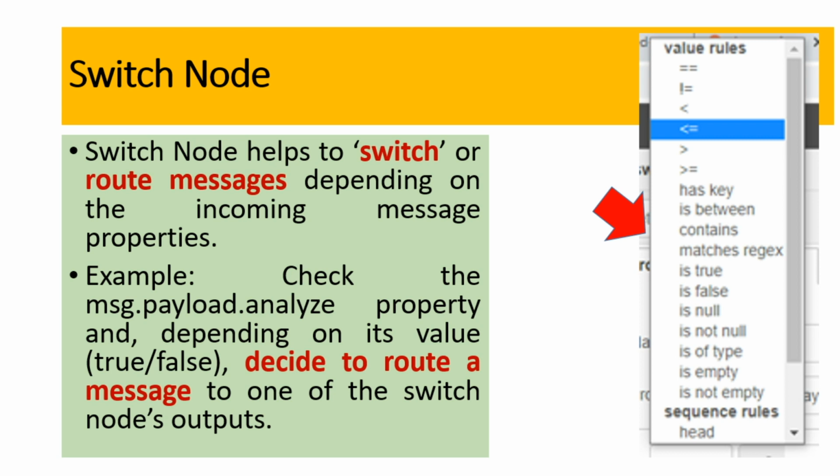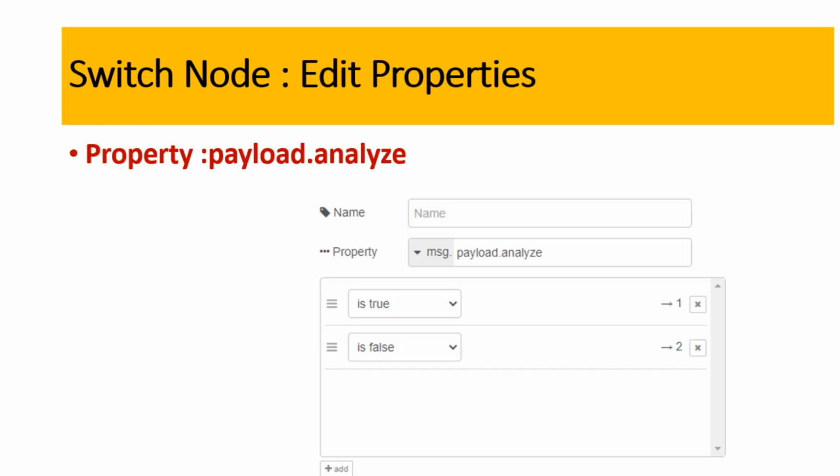So based on the switch property we set, the number of outputs for the switch will be extended. So switch node will help us to route the data based on the condition evaluated. So in our example, we are going to take msg.payload.analysis. So we are going to have two outcomes. If it is true, it is going to send different data. If it is false, it is going to send different data.